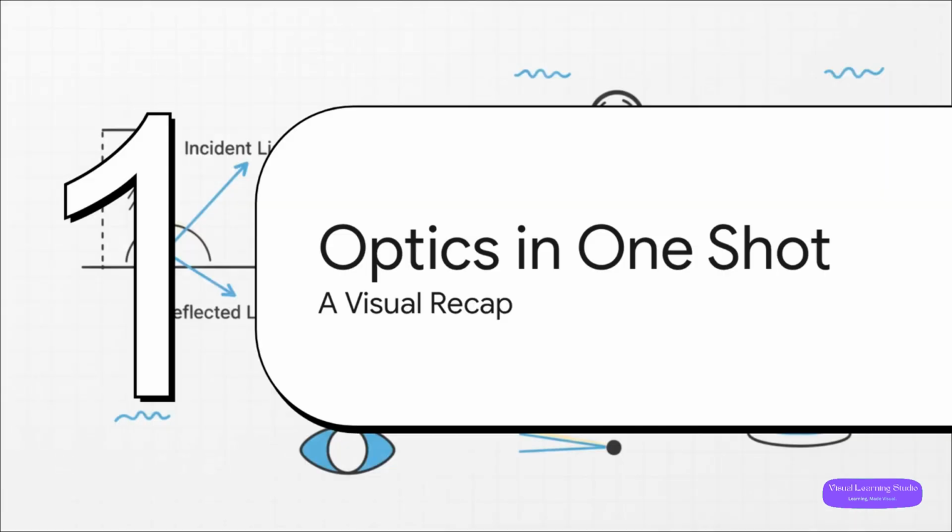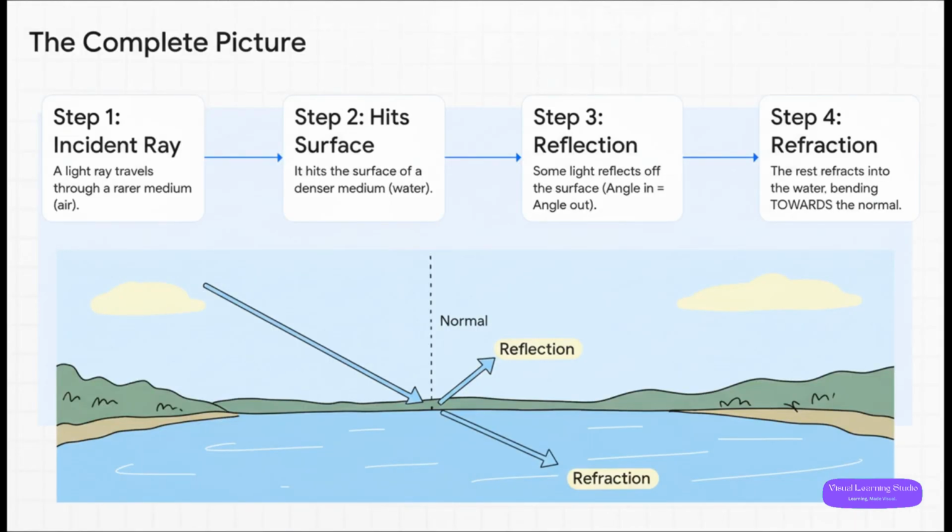Okay, so we've got the big bounce and the big bend. We've seen how they work separately. Now, for the grand finale, let's put them together and see the whole picture at once. This is optics in one shot. So let's follow the journey. Step 1, a ray of light is cruising through the air. Step 2, it hits the surface of the water. Now what happens? This is the cool part.